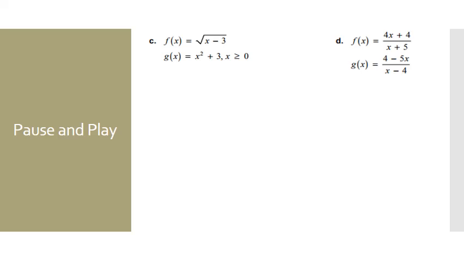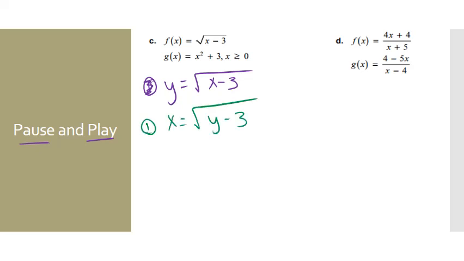Okay, let's do a couple more really quick. This will be a pause and play, which means I want you to try it by yourself and then hit play to see how you did. All right, so again, this is the original. Now step one will be to switch x and y. And then step two is to solve for y.